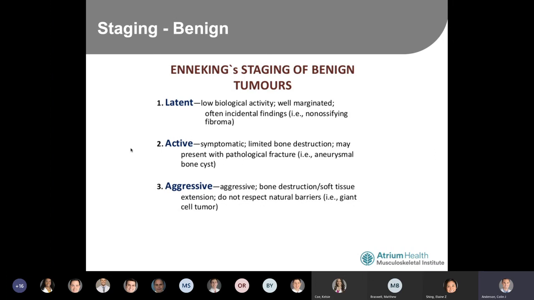These lesions that are latent, we may not need to do anything about unless it's a really large lesion with an impending pathologic fracture. Active lesions such as an ABC, it is probably best that we biopsy that, figure out what it is, and then potentially scrape it out and stabilize the bone somehow. And then aggressive lesions can cause bony destruction, soft tissue extension, and do not respect normal barriers. This is something like a giant cell tumor.